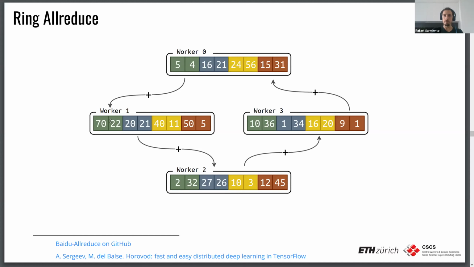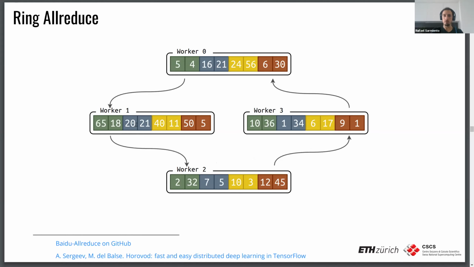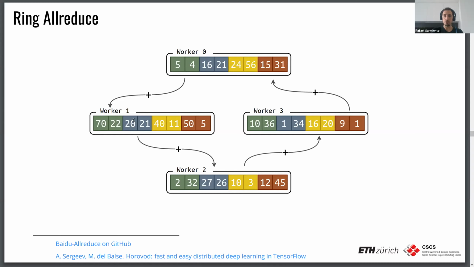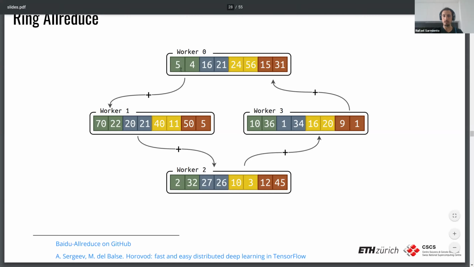Same thing will happen with worker 1. Worker 1 is going to send chunk 1 to worker 2, worker 2 sends chunk 2 to worker 3, and so on. This is the first step. If you pay attention to the green chunk, it moved to worker 1. So this is the first step.